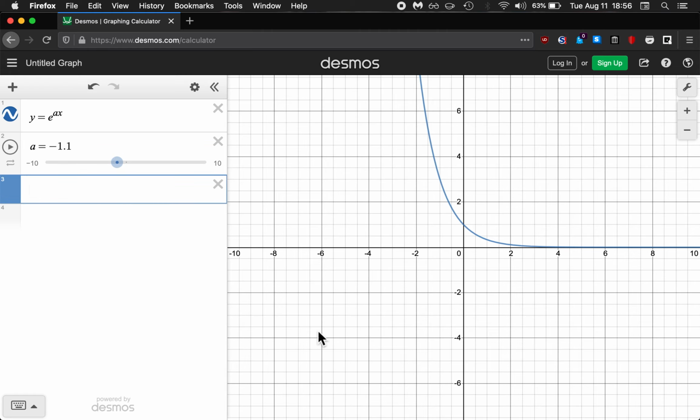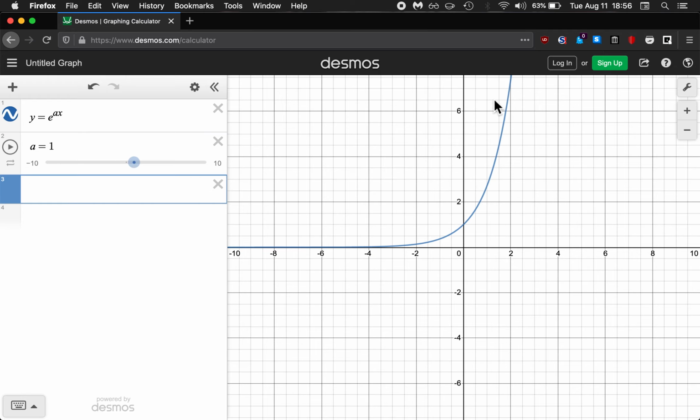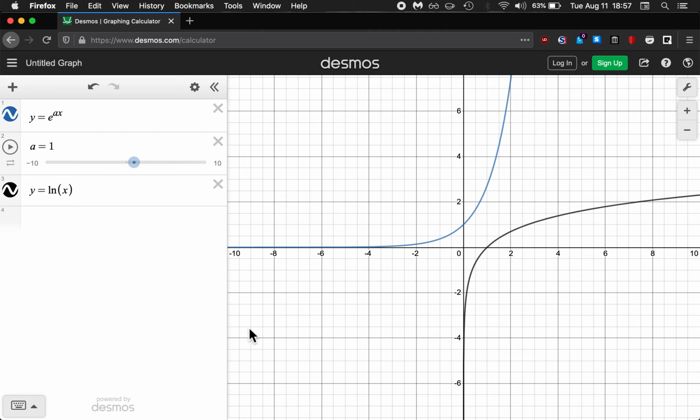The cousin to this function is the logarithm function. So if I'm looking at, again, let's have just a equals 1. So there's my basic y equals e to the x. I'm going to look at the natural logarithm function, which I can graph as y equals ln of x. So immediately we can see there is this nice mirror symmetry between the two functions. And the reason for that is that the natural log and the exponential function undo each other.